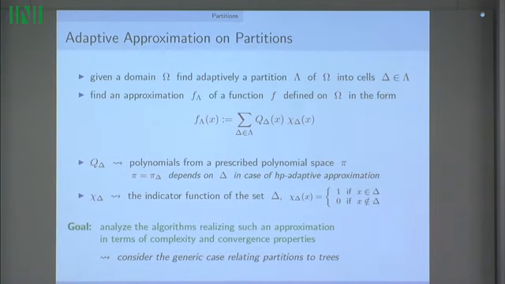So as usual, this is the indicator function, and we want to analyze the algorithms that realize such an approximation in terms of complexity and convergence. And the main goal first would be to define what that means when we consider generic trees, and then to try to make a setup for the high dimensional case.